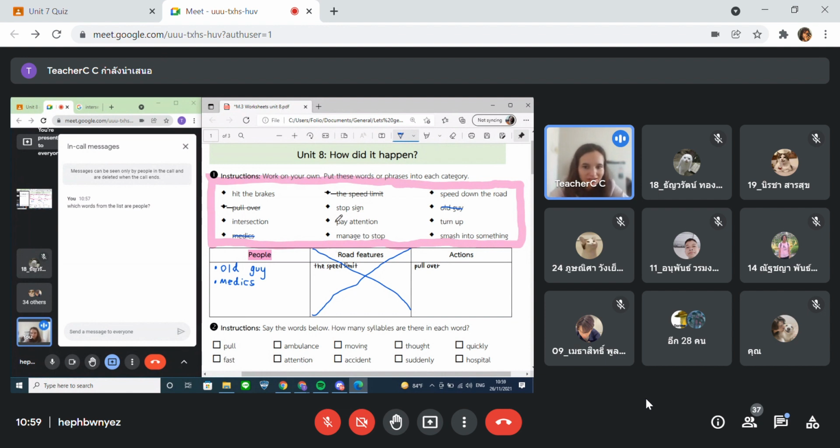But perfect, yes, that is an action. But with any of these phrases, I'm going to check that you know their meaning, because that is the kind of thing that I would put as a question in your Unit 8 test. You know, what does pay attention mean, for example? Or what does hit the brakes mean, for example? Okay. Any other answers for actions?